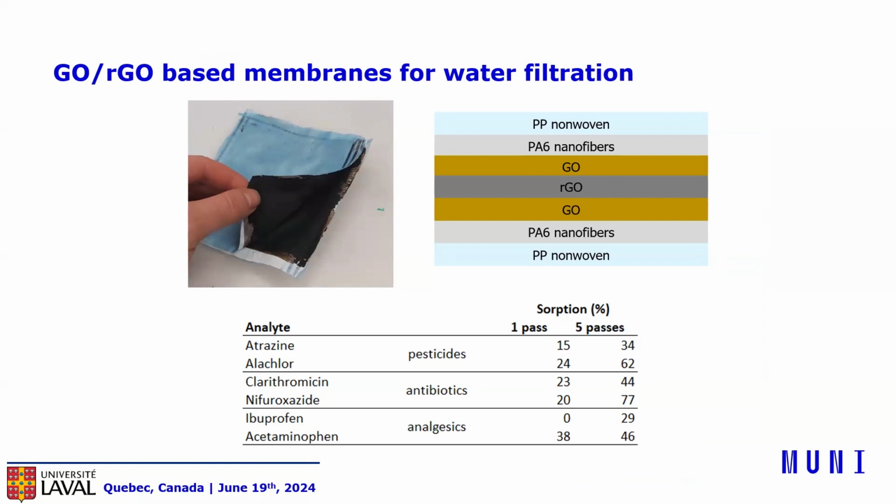So far, what is promising is the use of graphene oxide and reduced graphene oxide, let's say, in composite-based membranes for water filtration. Such membranes consist of polypropylene substrates, nanofibers prepared by electrospinning, graphene oxide and reduced graphene oxide, and again the same layers.